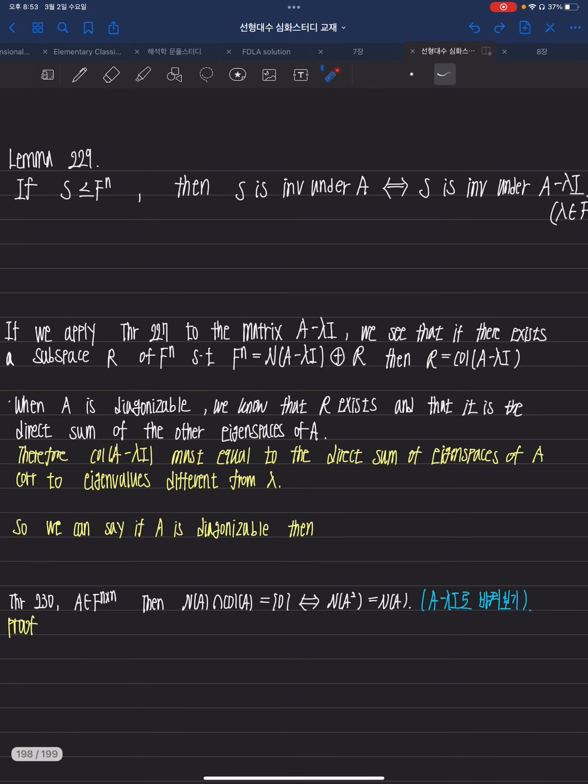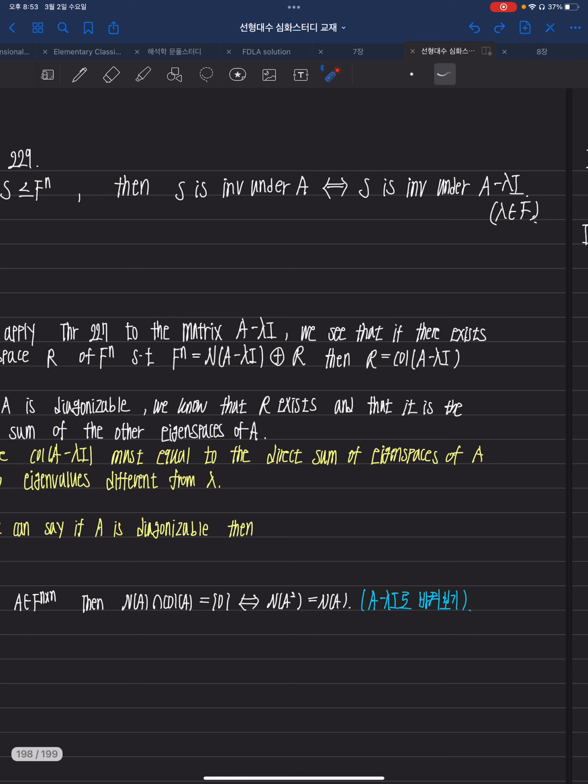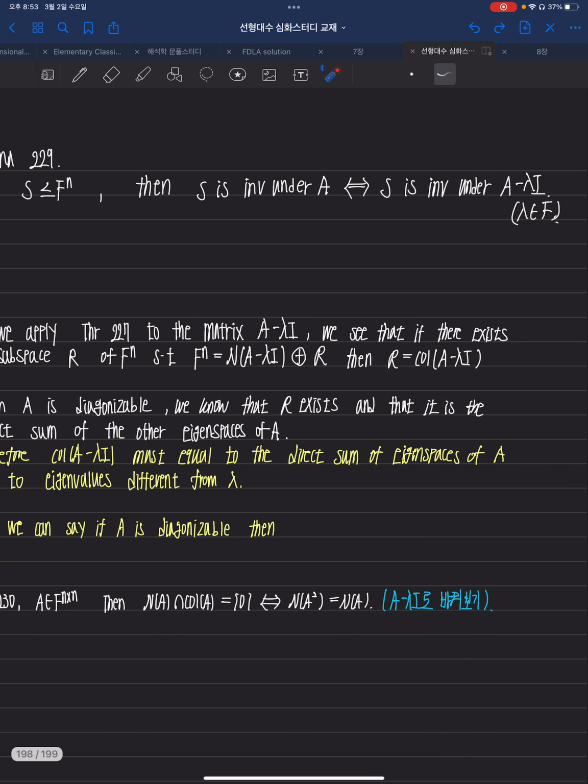One more time. If S is invariant under A, then S is invariant under A minus lambda I, where lambda is any scalar. And conversely, if S is invariant under A minus lambda I, then S is invariant under A.